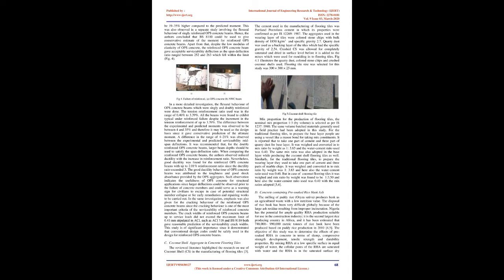The aggregates used in the wearing layer of tiles were colored stone chips with bulk density of 1850 kg per cubic meter and specific gravity 2.7. Quarry dust was used as a backing layer of the tiles which had the specific gravity of 2.54. Crushed CS was allowed to become completely saturated and surface dried before it was added to the mixes which were used for molding into flooring tiles.